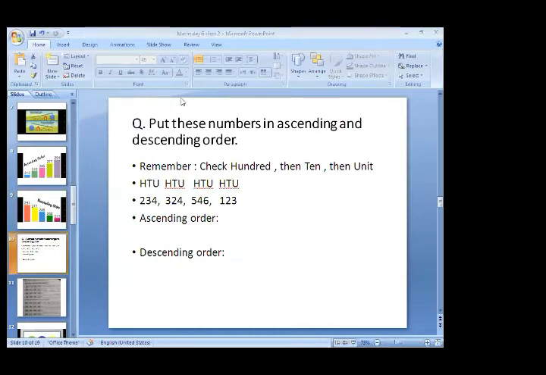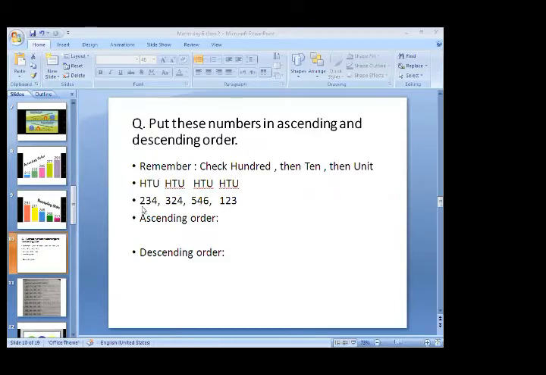Now let's learn how to arrange numbers in ascending and descending order. Put these numbers in ascending and descending order. Remember, always first we check the hundred place, then the ten place, and then the unit place. So we are going to arrange these numbers in ascending and descending order.